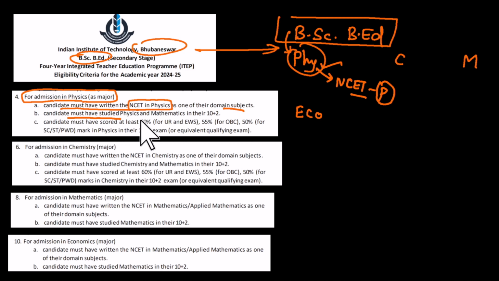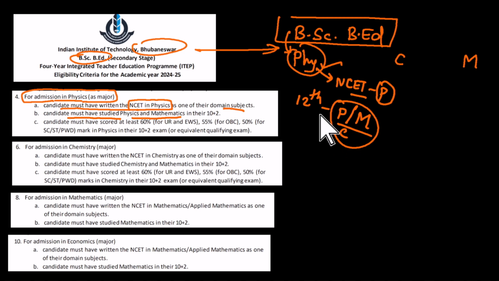Candidate must have studied physics and maths in 10 plus 2. So that means in your 12th standard, you must have studied physics and also maths. Okay. So if you have studied physics and math, definitely the next subject which you will study is chemistry. So unknowingly they are saying that you should be a PCM student.